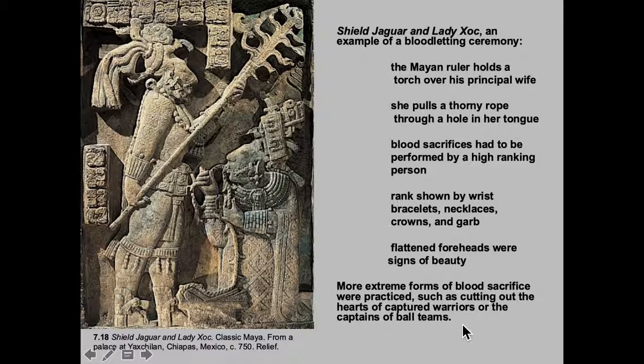So extreme forms of blood sacrifice were practiced, such as cutting out the hearts of captured warriors or the captains of ball teams. So when you think about soccer and how important that is, the teams are working toward winning in a goal and so on. At this time frame, 1,300 years ago, if you were the losing team, you were going to be sacrificed, you were going to be killed. So it's important to win, and it was a much harder game.